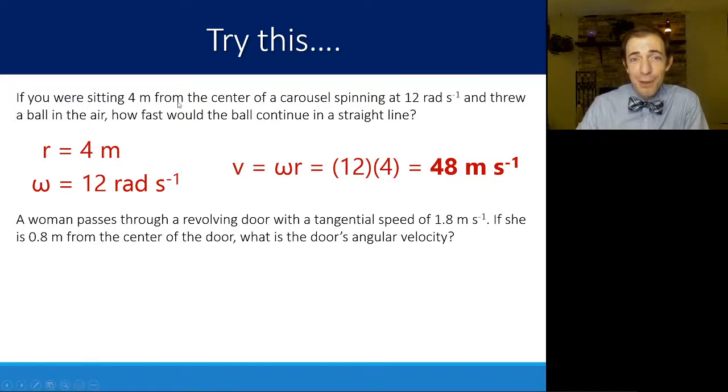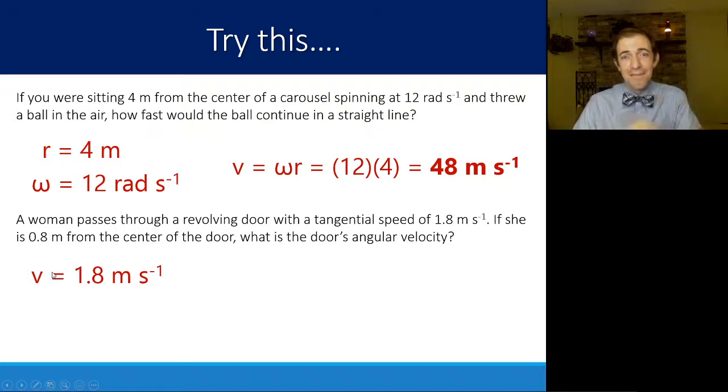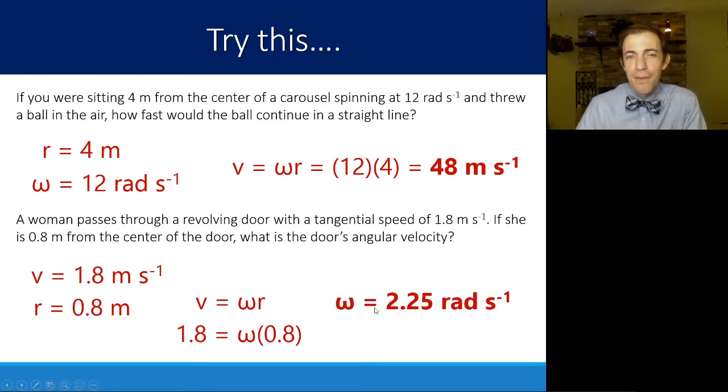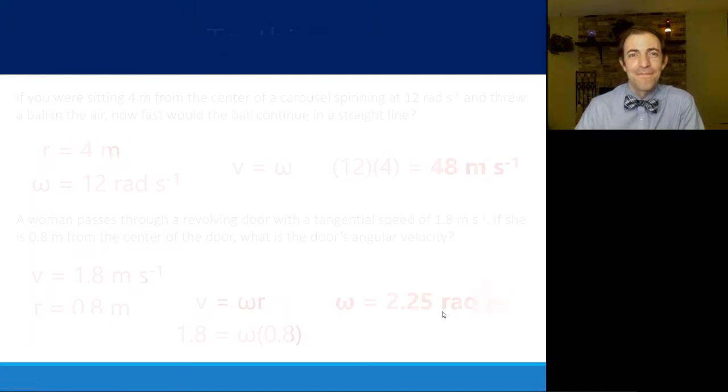So using that same equation, I can just identify what these variables are. 1.8 meters per second is my velocity. That's v, not omega. Omega is in radians per second. The radius is 0.8 meters, which means in this equation, if I plug it in, 1.8 is equal to omega times 0.8. Solving for omega, I get 2.25 radians per second.